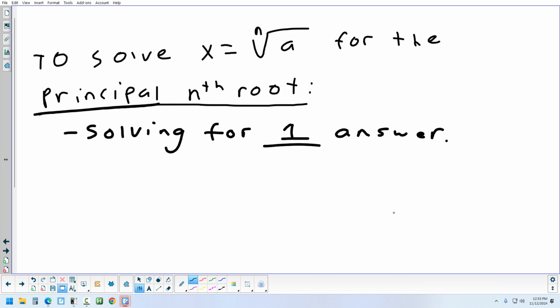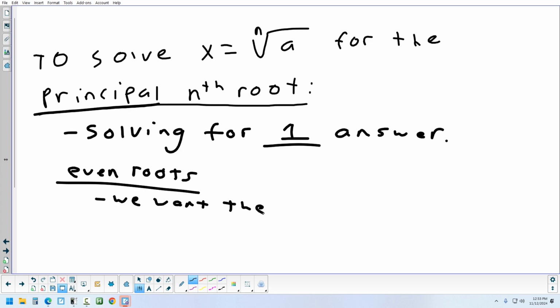Okay, so would it be either of those then? You just pick one? No, so I'm going to write it down right now. So for even roots, we want the positive answer. So if I say find the principal square root of 36, you would say 6. Is -6 also an answer? Yes, but it's not what we call the principal root.